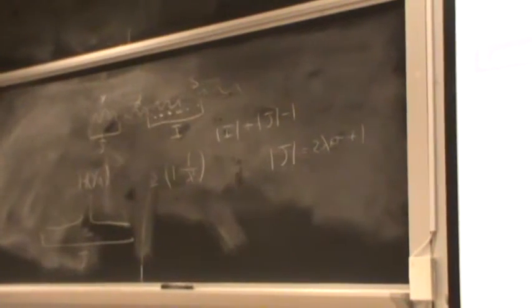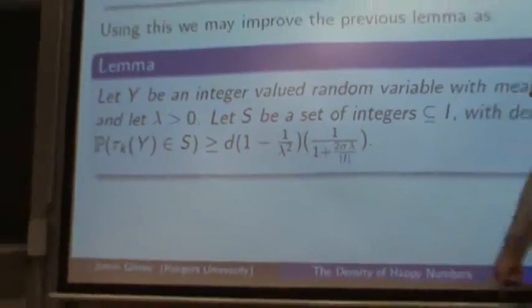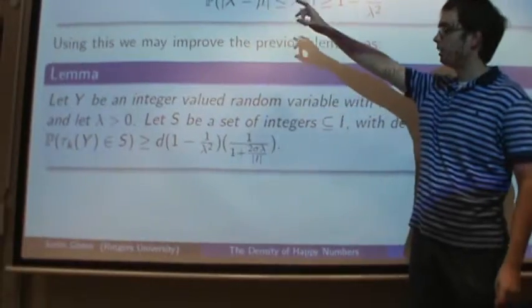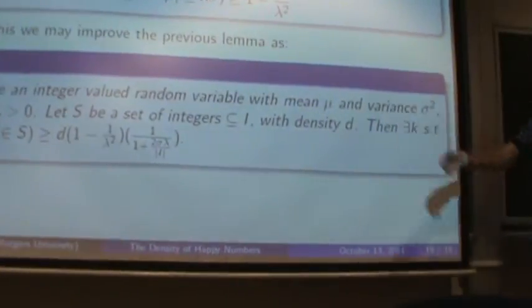This part here is the loss due to applying Chebyshev's inequality, and this is just the statement from lemma 1. This is the size of J, size of J minus 1.